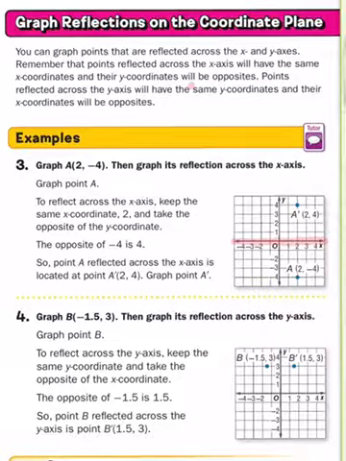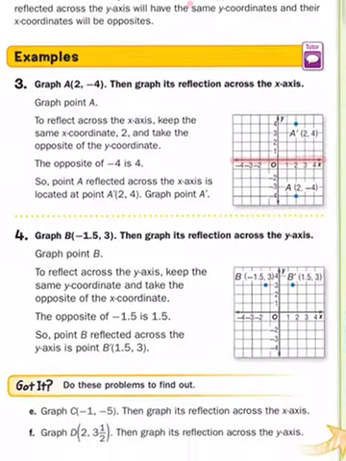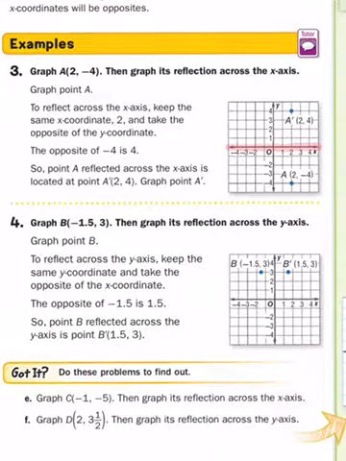All right, in example 4, it says graph B at -1.5, 3, then graph its reflection across the y-axis. So first off, we'll show you where B is, at -1.5, 3. So you go over the -1.5, which is here, go up to 3, which is here, and this is point B. Now the reflection is across the y-axis this time.